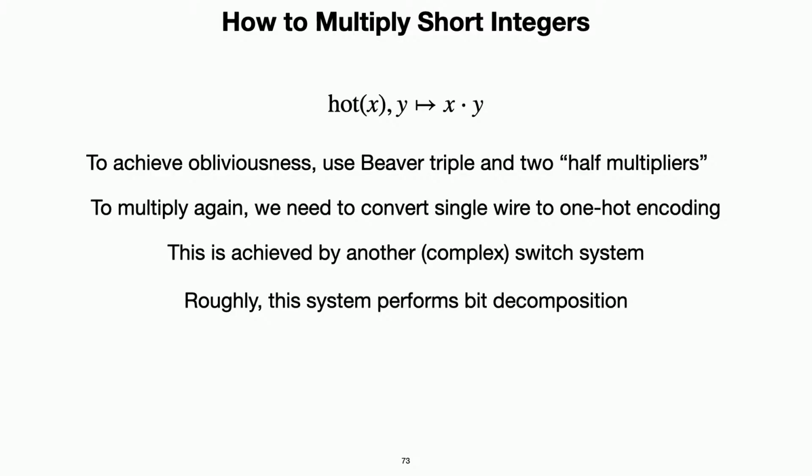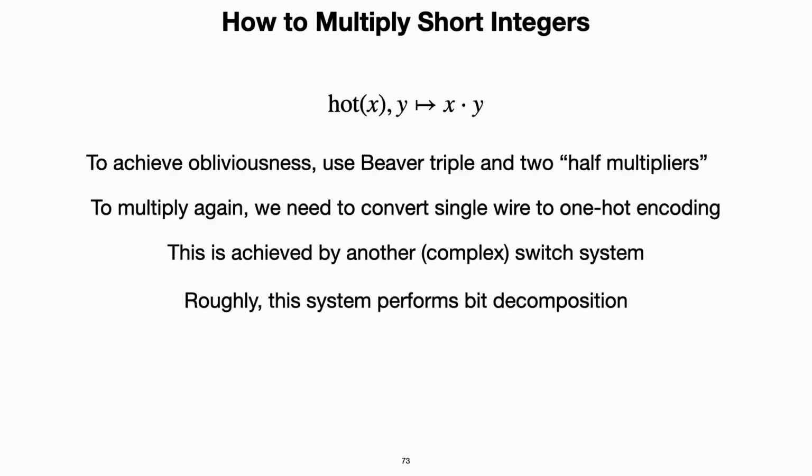So let me say what you do to achieve obliviousness. The thing I just presented is kind of a half multiplier, where you learn x, but not y. So the trick for getting obliviousness is exactly the same. As in the Boolean AND case, you introduce a Beaver triple, and you use 2 of these half multipliers to get multiplication. And one thing I want to point out is that this procedure took some kind of one-hot encoding of x and multiplied it by y. So this is not exactly what you want, right? You want something that takes x and multiplies it by y.